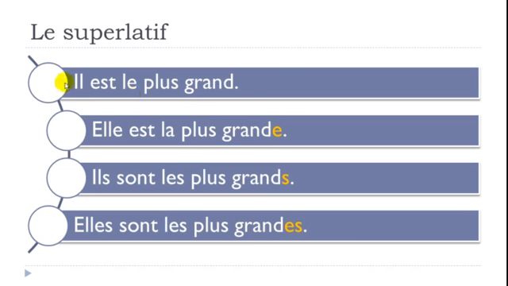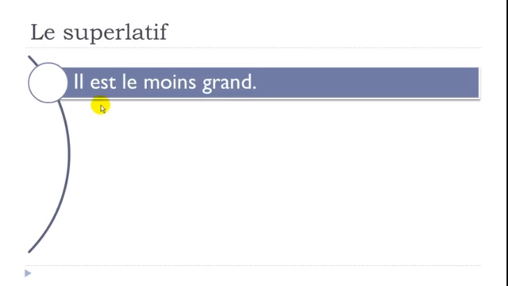Okay, so one more time. Il est le plus grand, elle est la plus grande, ils sont les plus grands, elles sont les plus grandes. All right, so what if we put this least concept? So it would be il est le moins grand. So it will follow exactly the same rule. So first you will put this le just because it's masculine, and then you put your adjective after.